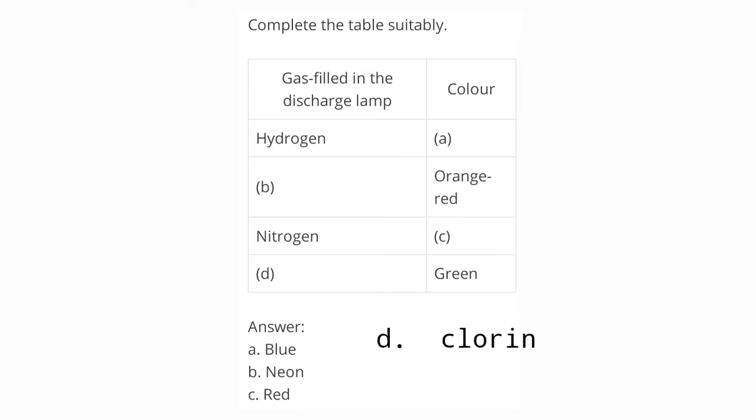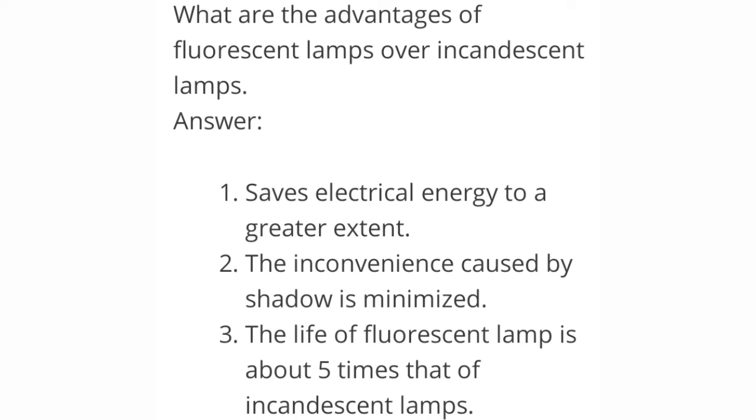Complete the table suitably. Hydrogen blue color, neon orange with red color, nitrogen red color and chlorine green color. What are the advantages of fluorescent lamps over incandescent lamps? Answers: 1. Saves electrical energy to a greater extent. 2. The inconvenience caused by shadow is minimized. 3. The life of fluorescent lamp is about 5 times that of incandescent lamps.